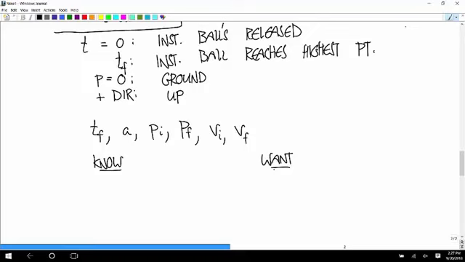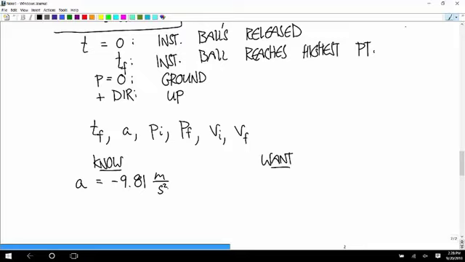Do we know time final? Nope. Do we know acceleration? Yep. That's negative 9.81 meters per second squared. Anything in free fall at any time during its motion, its acceleration is down at 9.81. When it's going up, that's its acceleration. When it's going down, that's its acceleration. At the instant it has no velocity, that's its acceleration.